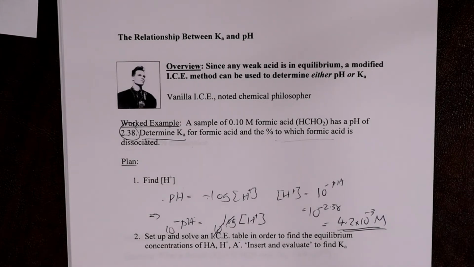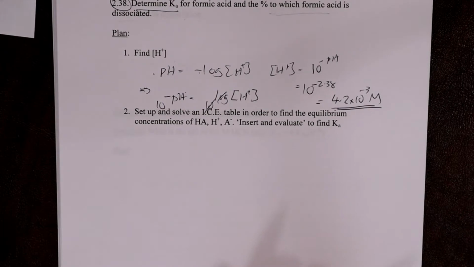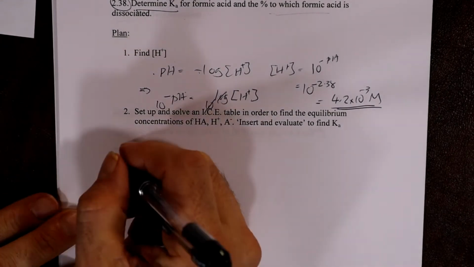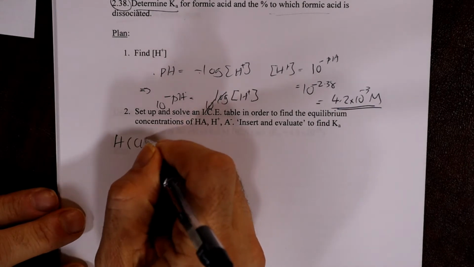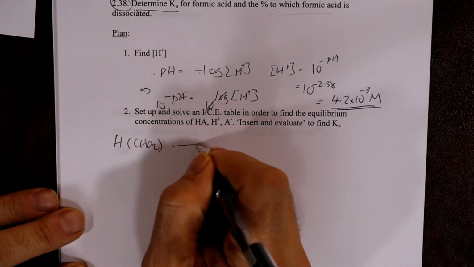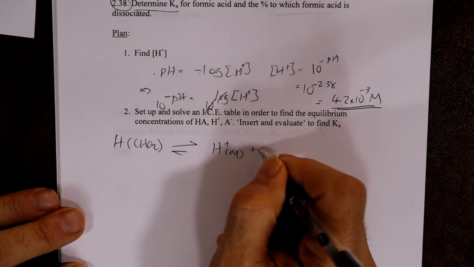Now, that's it. If you remember our classic way of doing an ICE table, I'll set it up in the classic way. Okay, so acid in equilibrium with its dissociation products.